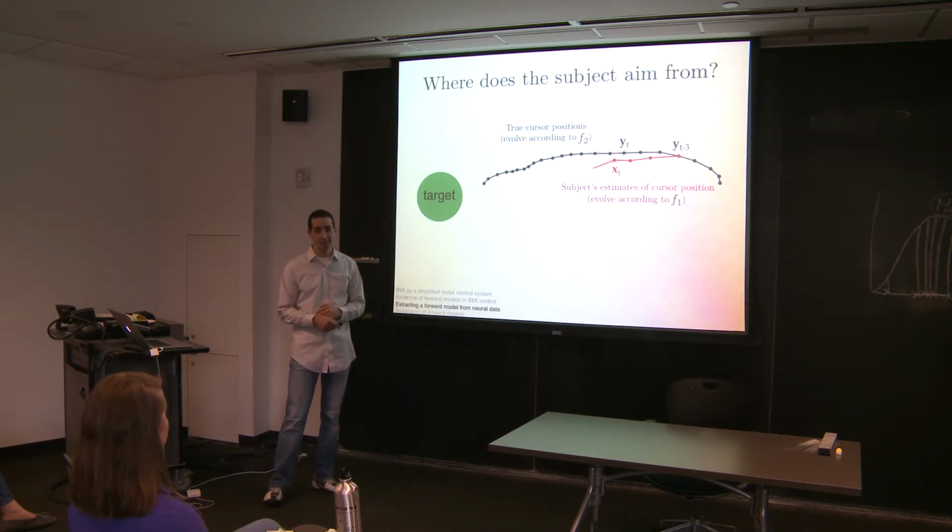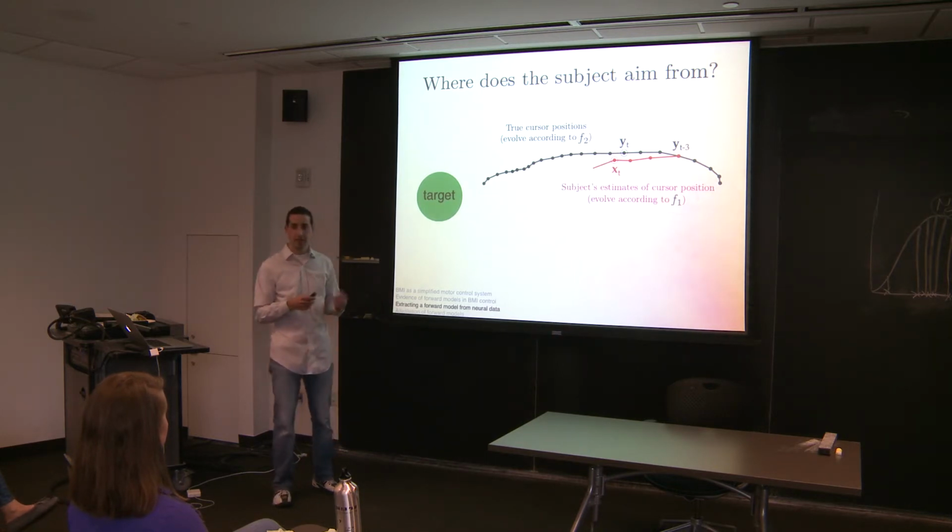It's kind of hard to say in this trial: is this reasonable or is this not reasonable? Because the actual cursor basically moved straight to the target, and it looks like the monkey believed the cursor was moving kind of straight to the target.